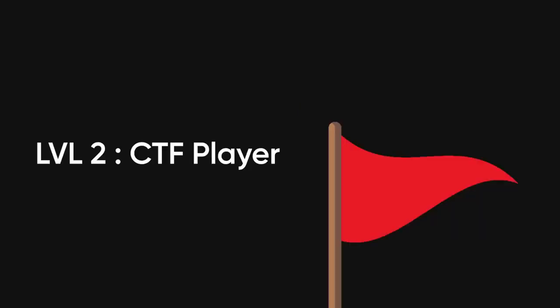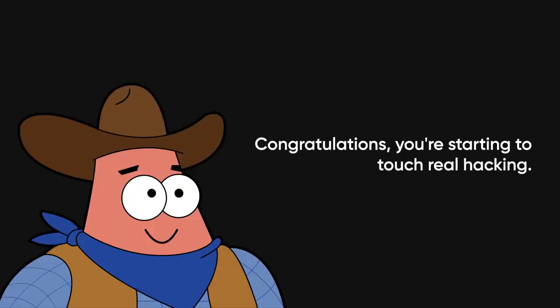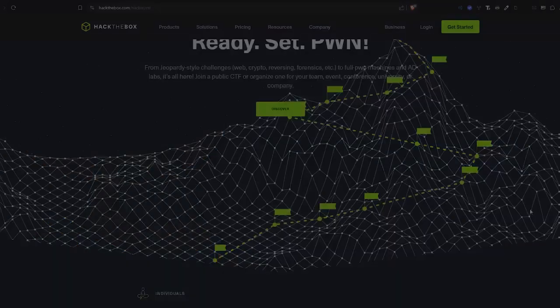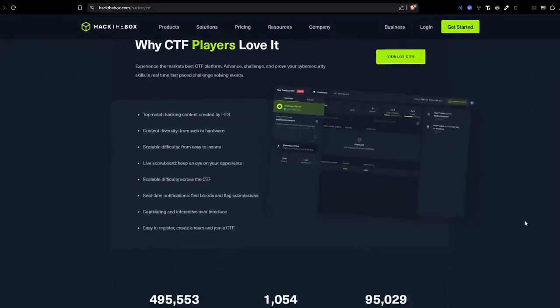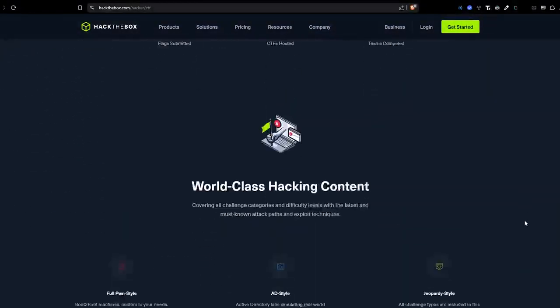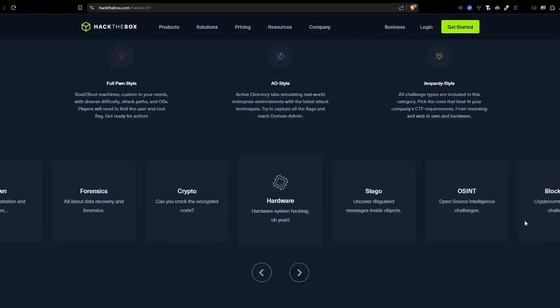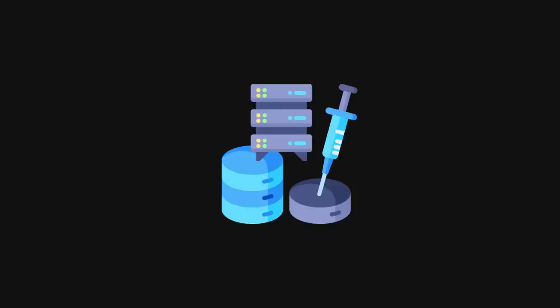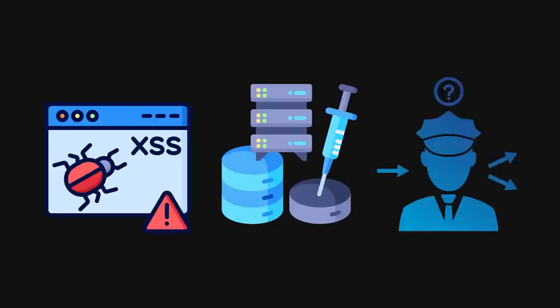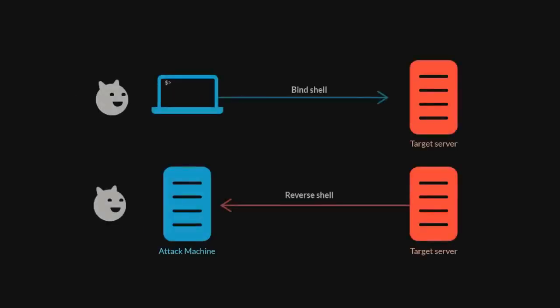Progress. Level 2, the CTF player. Congratulations, you're starting to touch real hacking. You've entered the world of capture the flag competitions, where you realize security is way more than just breaking into stuff. You now understand things like SQL injections, XSS, and maybe even SSRF. You've used Burp Suite without needing a tutorial open in another tab, and you know what a reverse shell is without Googling it every 5 seconds.